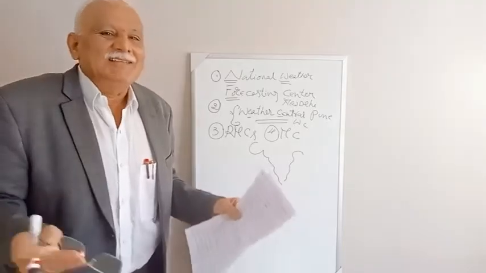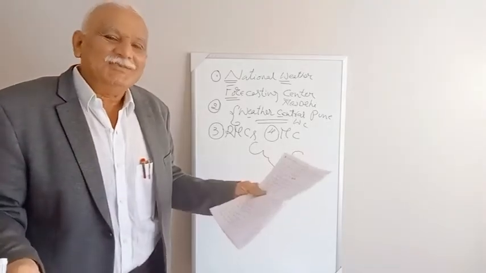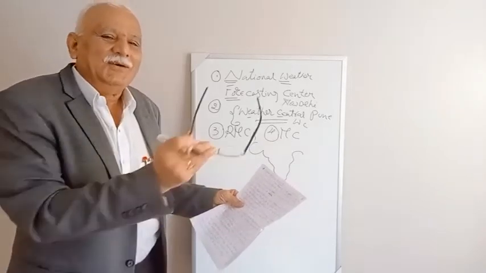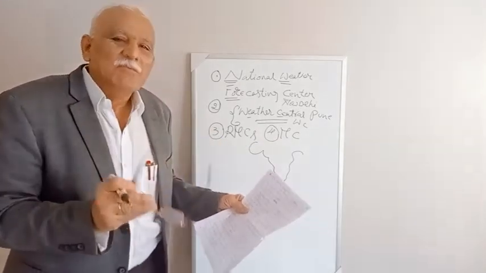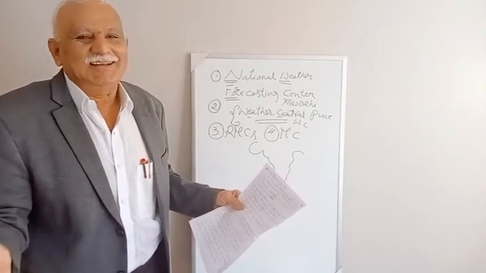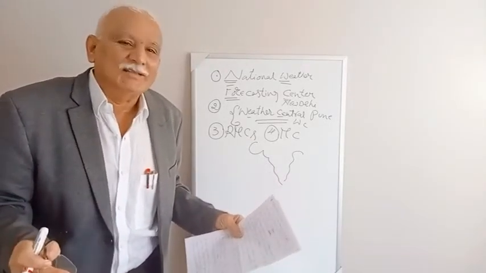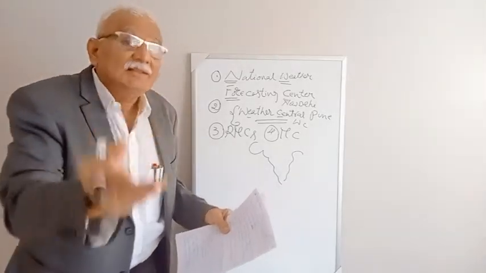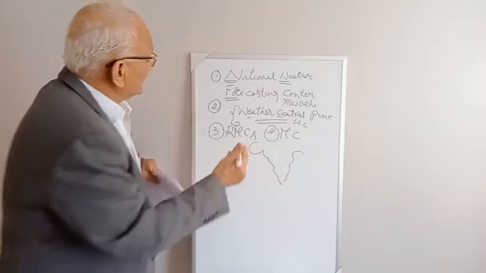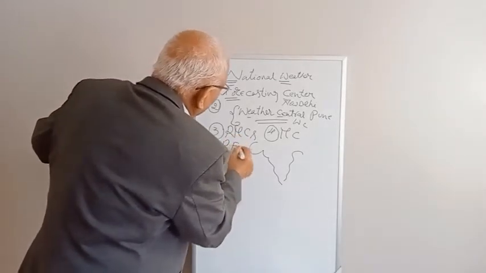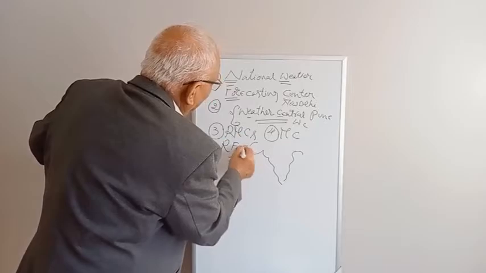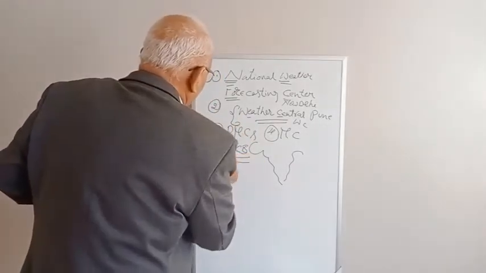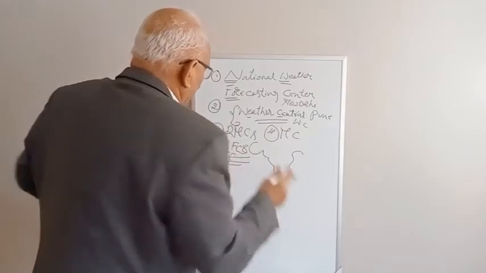For the southern zone, the headquarters is Chennai. For the northern zone, the headquarters is Delhi. For the central zone, Nagpur. For the western zone, it is Mumbai. For the eastern zone, it is Calcutta. For the northeastern zone, it is Guwahati. So 6 regional meteorological centers are there. In the regional meteorological centers, regional weather forecasting centers, RWFCs, are there.